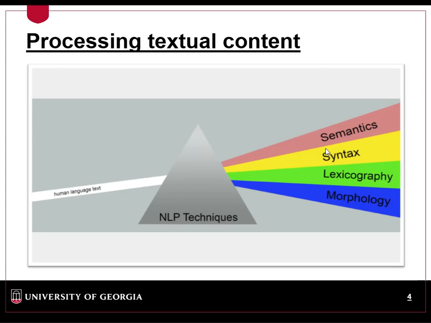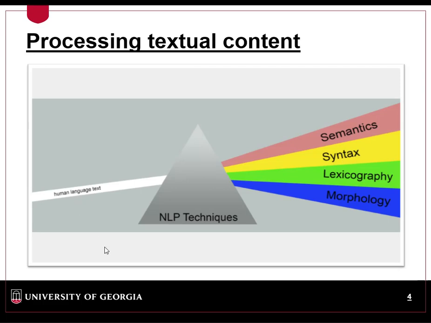So here is a way to think about language. If you have a human language text, you can think about this text as having multiple dimensions, and each one of these dimensions is built on top of each other. So we have morphology and lexicography, and those have to do with the structure of the words and the structure of the subwords in the case of morphology.